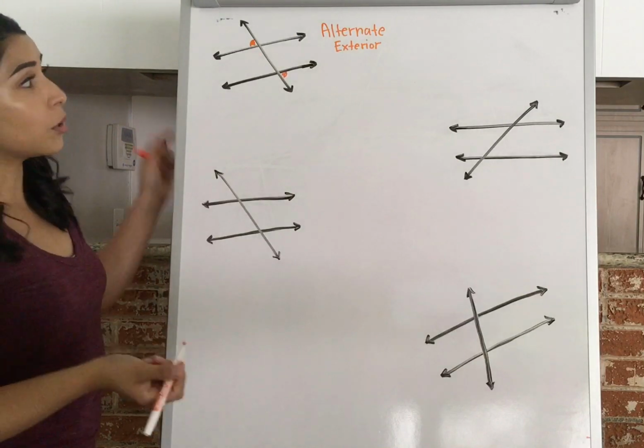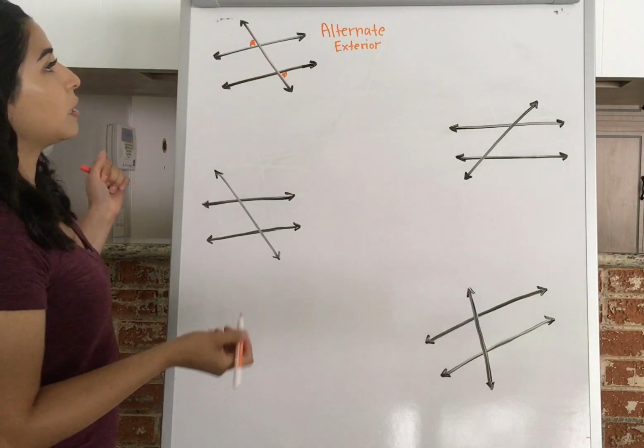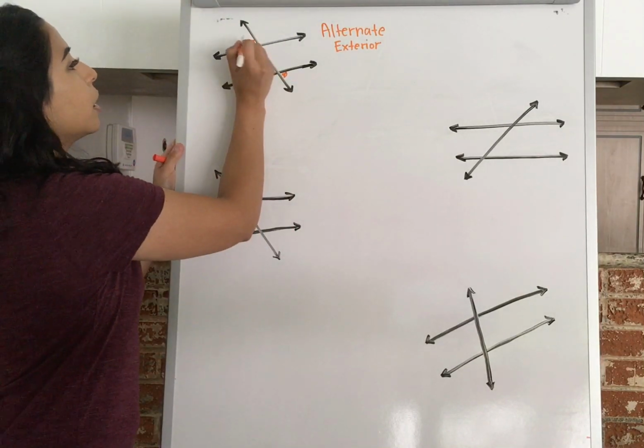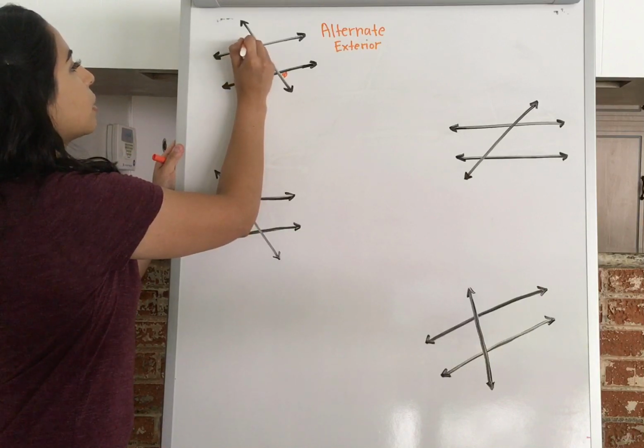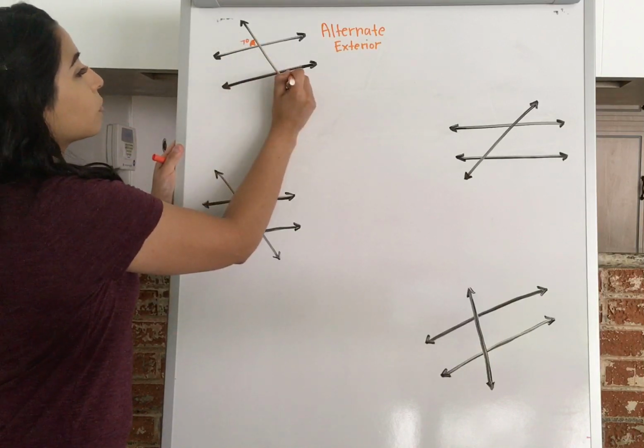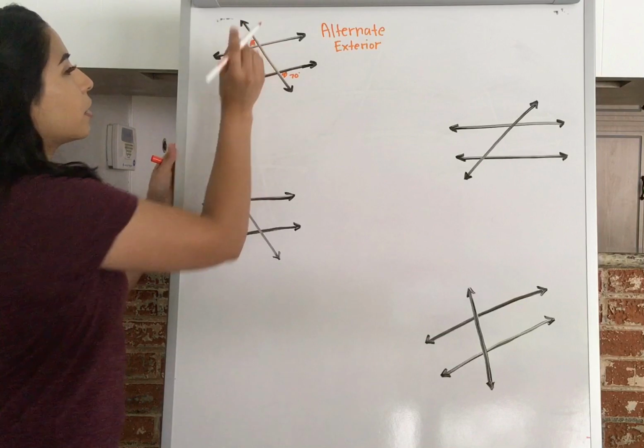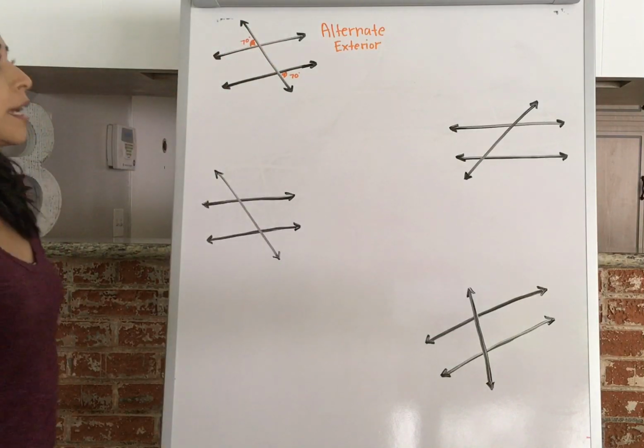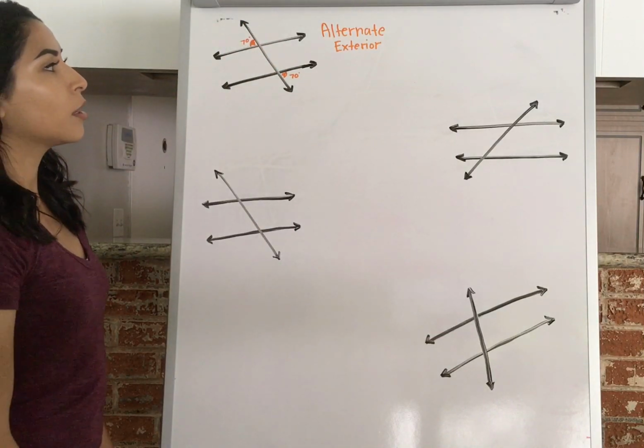Those angles are equal, so whatever this is, that is also the same thing. So like, let's say this angle is 70 degrees. Well, then this one is also 70 degrees. They're the same, they're equal. Alternate exterior angles are equal.